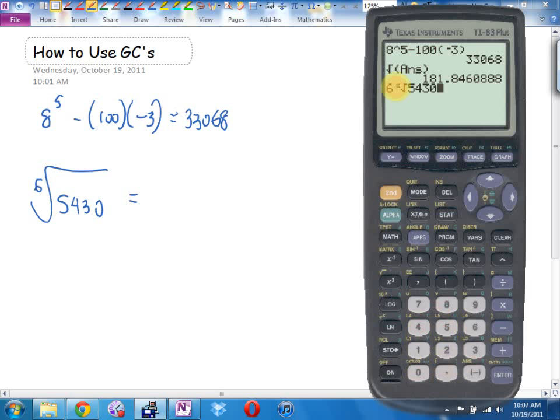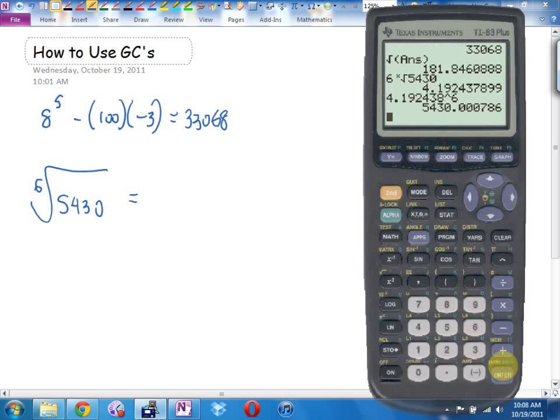And with that little x up there, it's saying, look, this number is really supposed to be there, but the graphics can't show that. The sixth root of 5,430 is 4.19264, blah, blah, blah. In fact, if I go 4.19264 to the power of 6, that should be really, really close to 5,430, which it is. So you okay where that is?